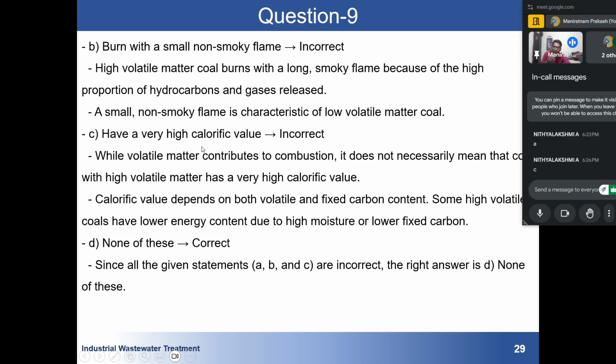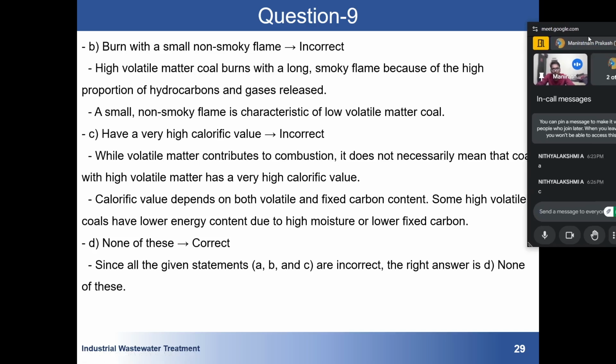Have a high calorific value. This is also incorrect. While volatile matter contributes to combustion, it does not necessarily mean that coal with high volatile material will have a high calorific value. High calorific value depends upon volatile and fixed carbon content. Some high volatile coal may have low energy due to high moisture or lower fixed carbon. So as all three statements A, B, C are incorrect, the correct answer is D.